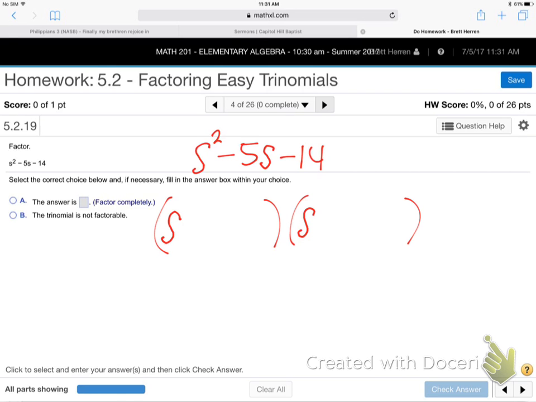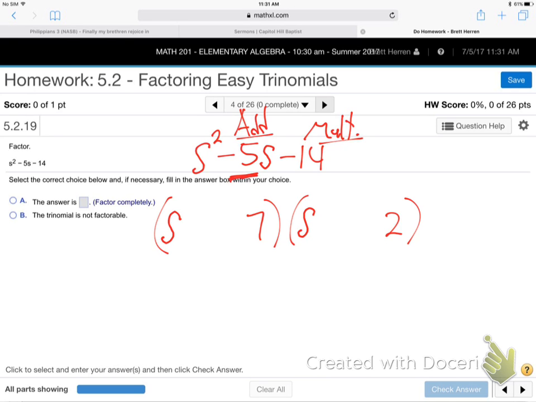So S is in the front. What multiplies to be 14, adds to be minus 5? Watch the signs. The sign will come from the middle, especially. So what multiplies to be 14? What times what's 14? 7 and 2. 2 times 7 is 14. Now, how can they make minus 5?